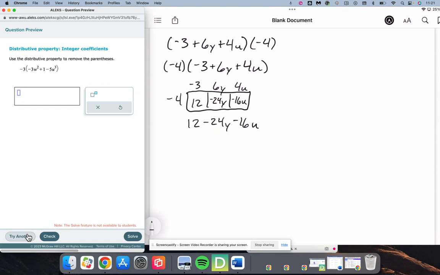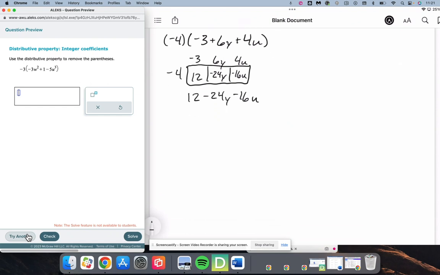We have -3 times 3w to the power of 2 plus 1 minus 5u to the power of 3. Area model is very helpful. Negative 3, 3w to the power of 2, 1, negative 5u to the power of 3.